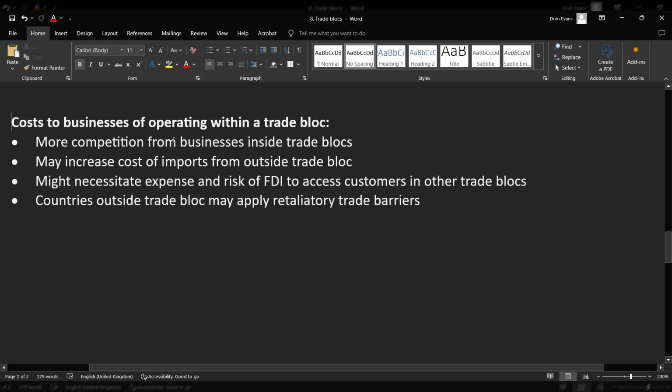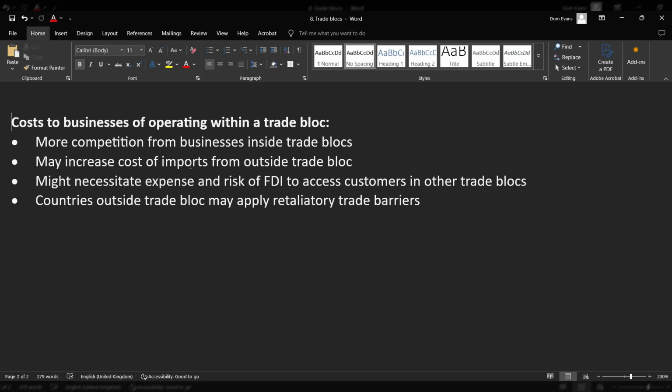On the other side, there are some costs to joining a trade bloc. There's going to be more competition. Okay, so if I was a country that wasn't in the EU, I'm subject to competition from businesses within my country, but there might be a tariff applied to all imports. I join the EU, suddenly that tariff is gone for EU member states, and I'm subject to more competition from inside the trade bloc.